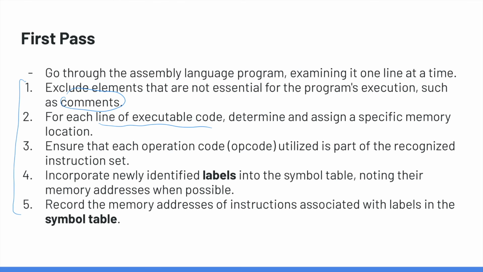After that, we're going to add labels into our symbol table, including the memory addresses associated with the labels. And finally, we're going to get the memory addresses of any instructions associated with labels and put them in the symbol table. That's our first pass.